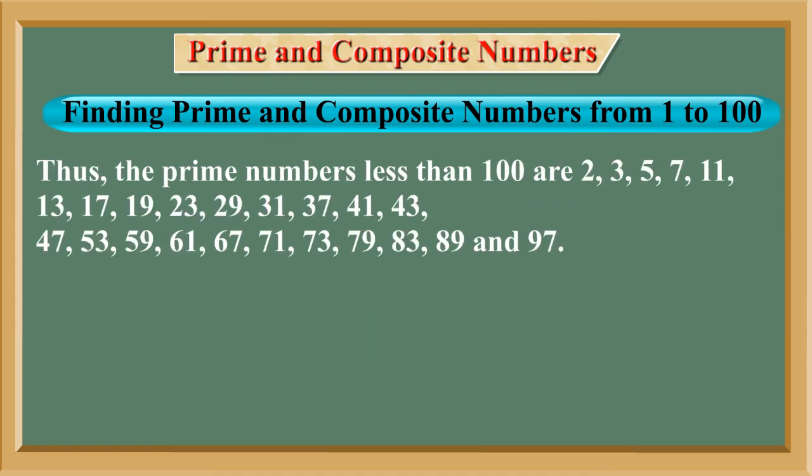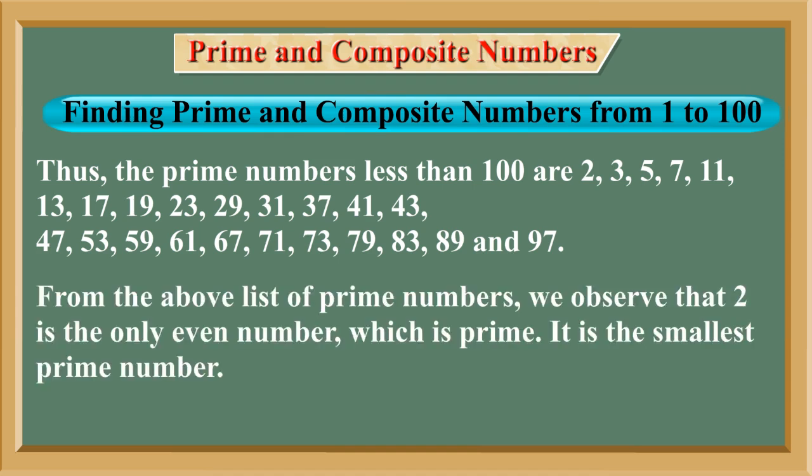Thus, the prime numbers less than 100 are 2, 3, 5, 7, 11, 13, 17, 19, 23, 29, 31, 37, 41, 43, 47, 53, 59, 61, 67, 71, 73, 79, 83, 89 and 97. From the above list of prime numbers, we observe that 2 is the only even number which is prime. It is the smallest prime number.